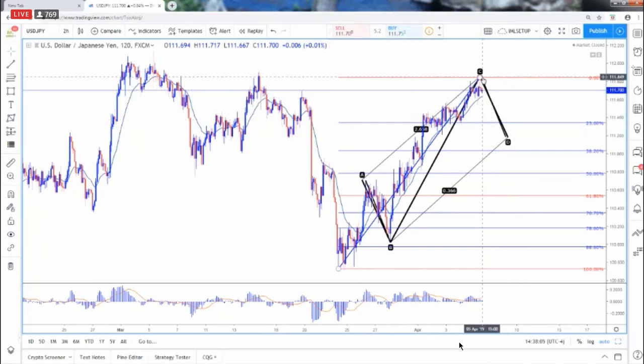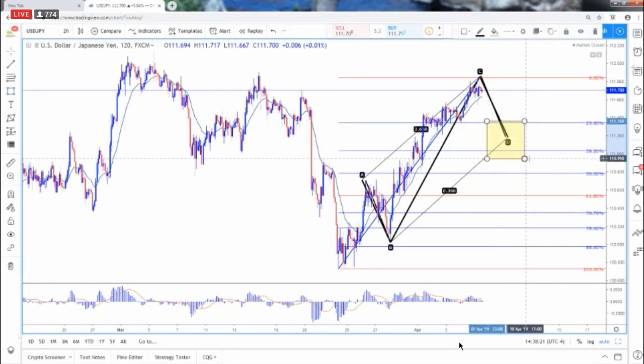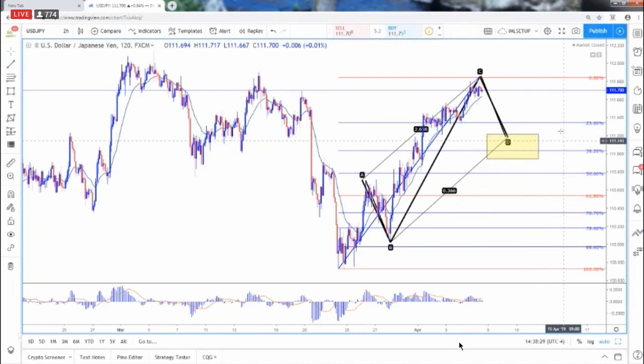So if we look here, we get a 38% plus or minus retracement anywhere into the zone. I would like to see that as a buy opportunity. So right here, for those that are looking at trading the USD JPY, if they pull back down towards the 38% retracement, that would be ideal, right into this area.